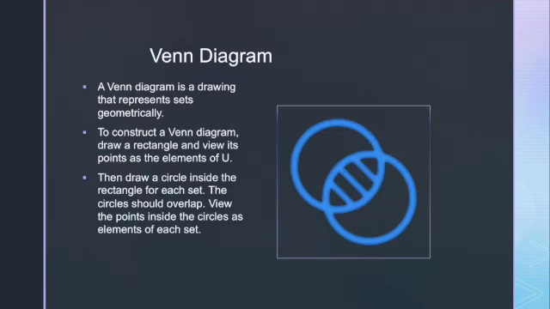A Venn diagram is a drawing that represents sets geometrically. So to construct a Venn diagram, you draw a rectangle, okay? And this rectangle contains the elements of U. You then draw a circle for each set. So this would be like 2 sets, A and B. And where they overlap, this is A intersect B.